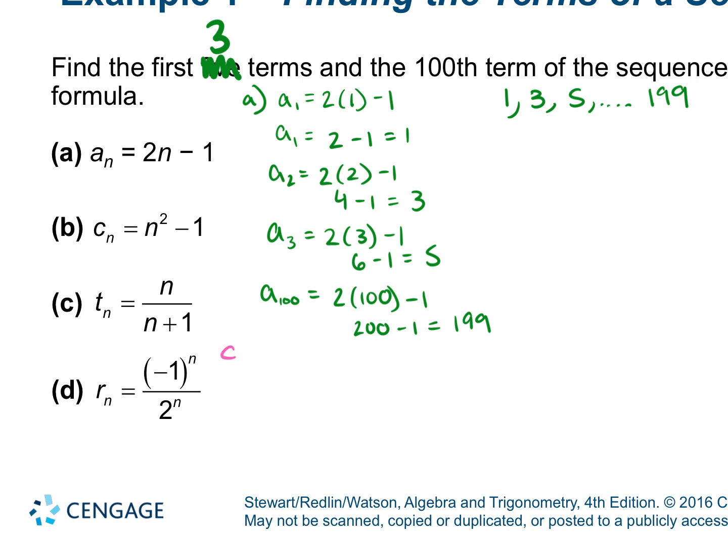Let's do the same thing. Let's do C. So let's find our first term. We're going to plug in 1 into all of the n's. So we have 1 over 1 plus 1, which would be 1 over 2. So our first term is 1/2. To find our second term, we have 2 over 2 plus 1. So 2 over 3.